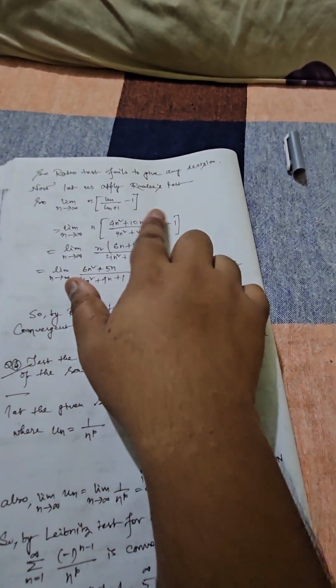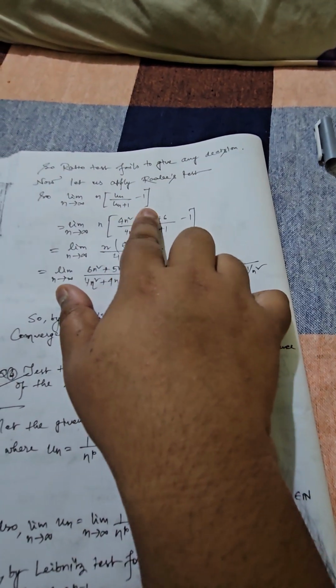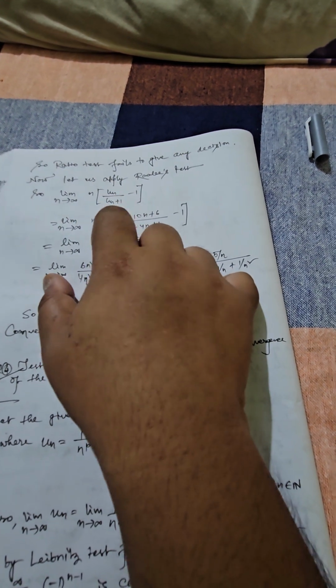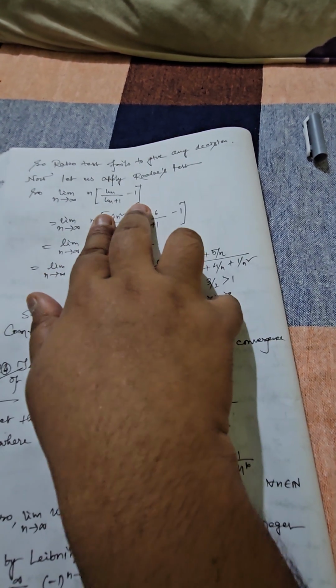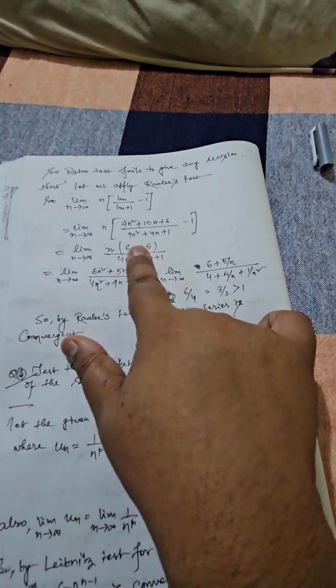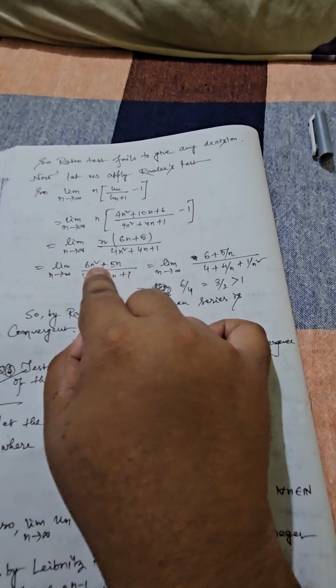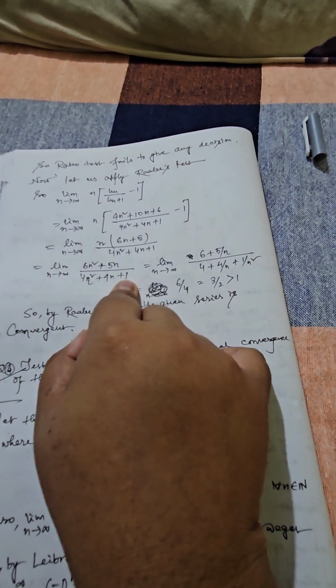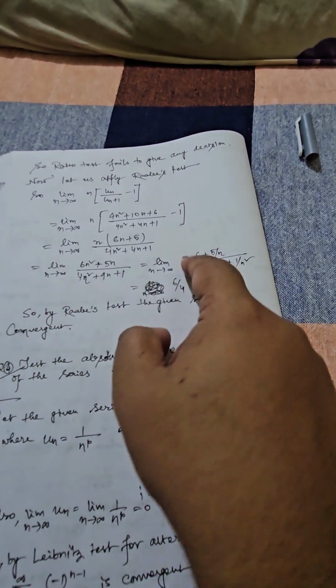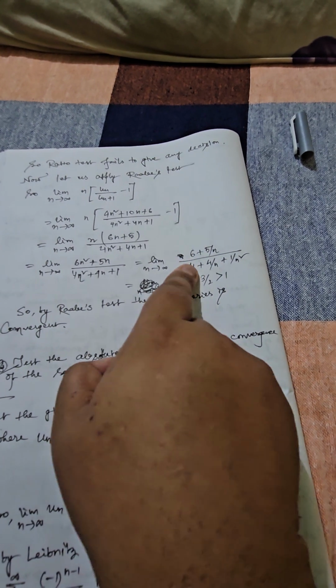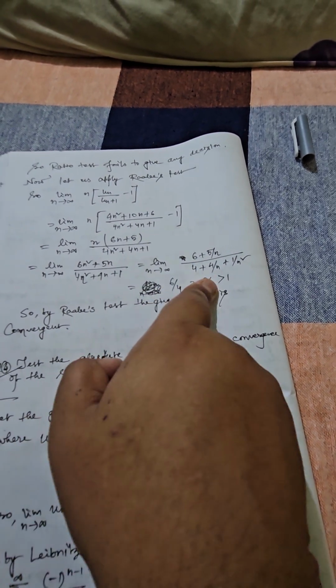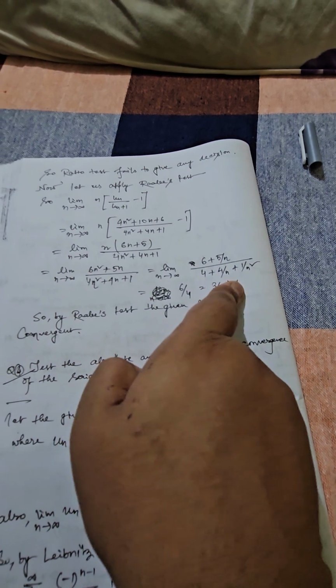Now moving on to Raabe's test, you can see again I have written the general structure for Raabe's test, n into (u_n by u_(n+1) minus 1), this part should be in bracket. Now simply use the value whatever you have obtained earlier. Now simplify this expression. Now divide the numerator and denominator here by n square so that you can obtain this penultimate structure, which ultimately gives 6 by 4, that is 3 by 2 in simplified form, which is greater than 1.